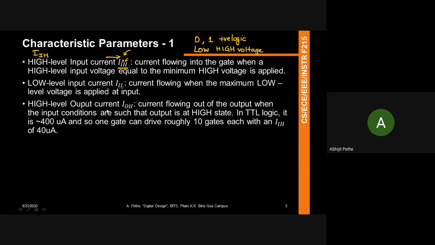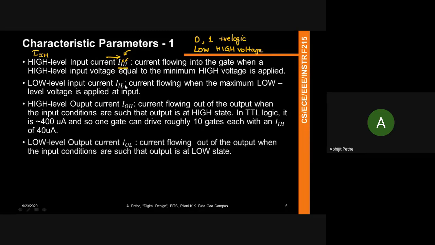Right. So again, remember, you have current levels associated with high and low at both the input and the output, right? So it's not only voltage that you need to satisfy, you need to satisfy the current requirements of the gate if you want that gate to function according to its data sheet.